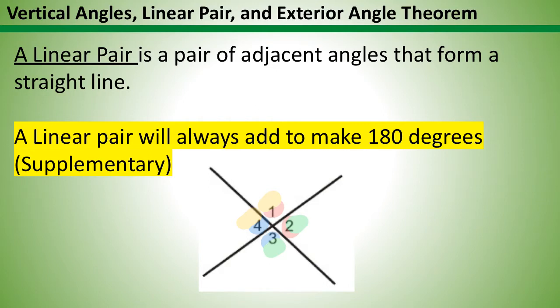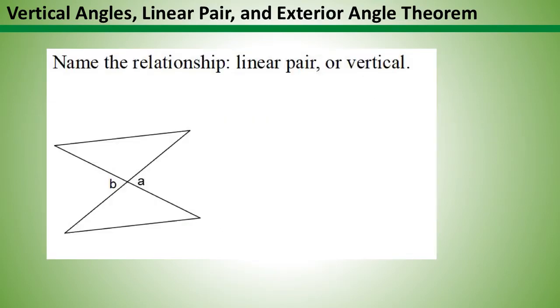And what we know about linear pair angles is that they always add to make 180 degrees. Another way of saying that is that they are supplementary. You're going to see that word supplementary a good bit. Whenever you see the word supplementary, it just means that angles add to make 180 degrees. So we should be able to identify if angles are a linear pair or if they are vertical, okay?